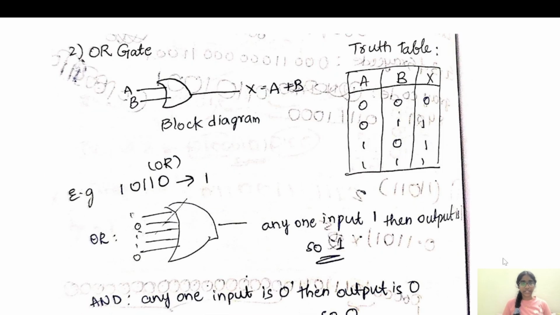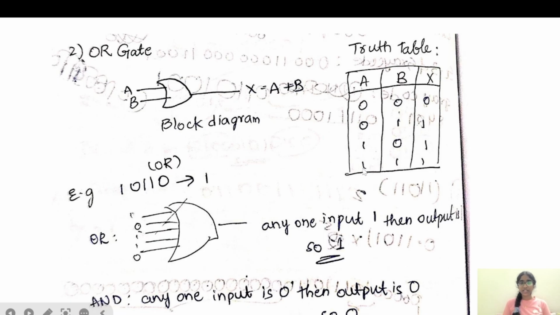Next, we have the OR gate. This is the representation of the OR gate. An OR gate simply does the function of addition. Let's take the inputs A and B, and let X be the output. If you take the input as 0 and 0, you're going to get the output as 0. When the input is 0 and 1, the output is going to be 1. When the input is 1 and 0, the output is 1. And when the input is 1 and 1, the output is again 1.